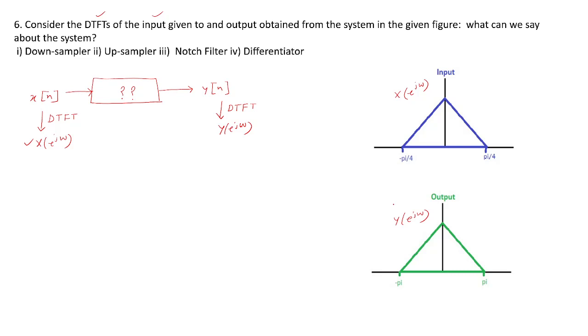So you can clearly see that the input spectrum ranges from minus π/4 to π/4, and we see the output spectrum is spread from minus π to π. So we have seen previously that a downsampler stretches the frequency spectrum. Let us again try to understand it by some example.